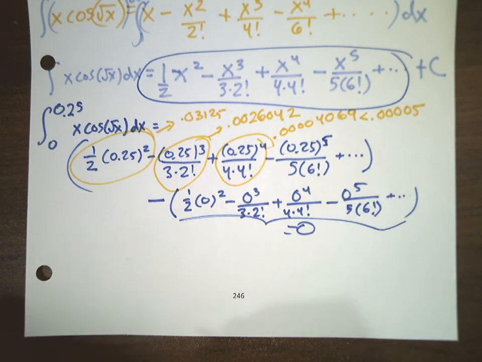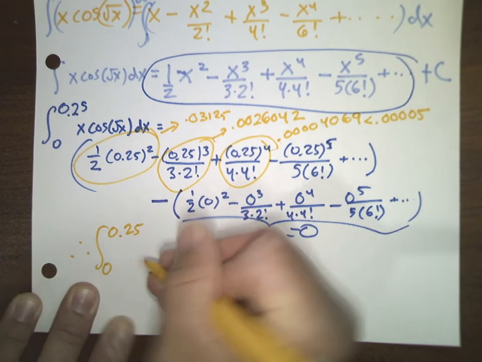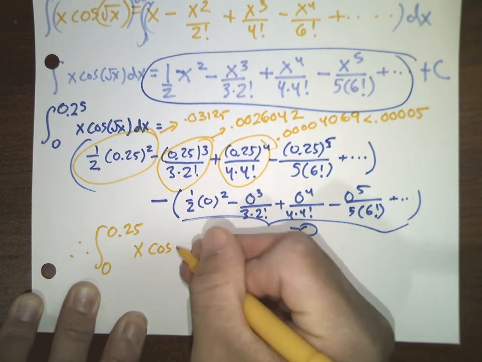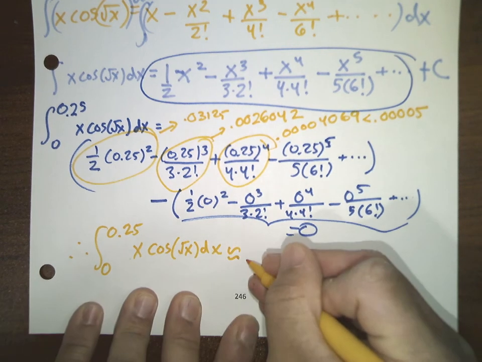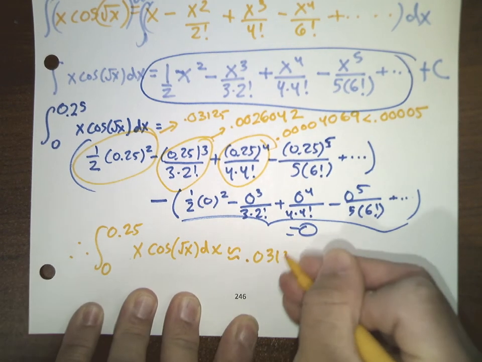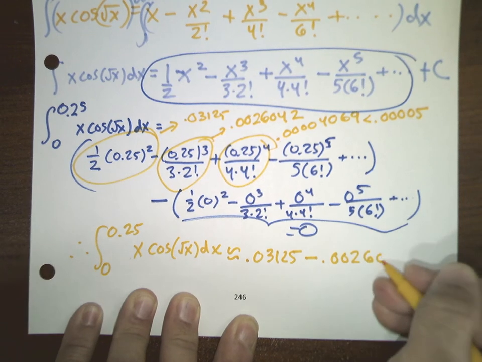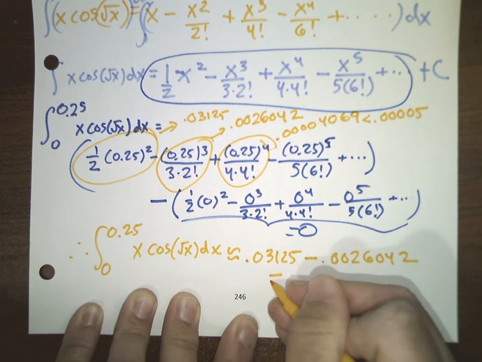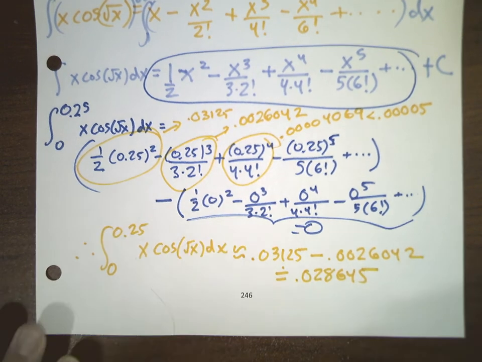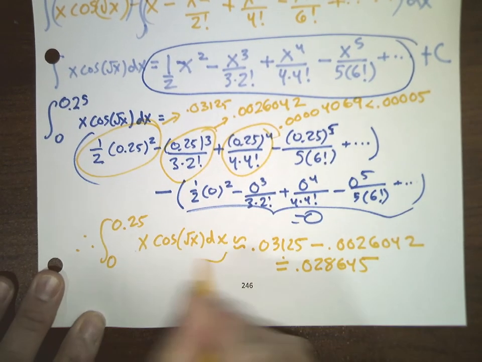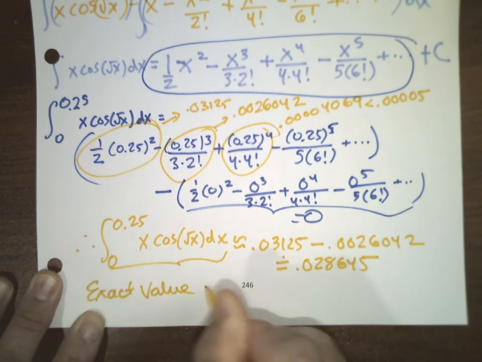All right. So that means, therefore, the integral from 0 to 0.25 of x cosine of the square root of x dx is approximately 0.03125 minus 0.002604. So that's about 0.028645.